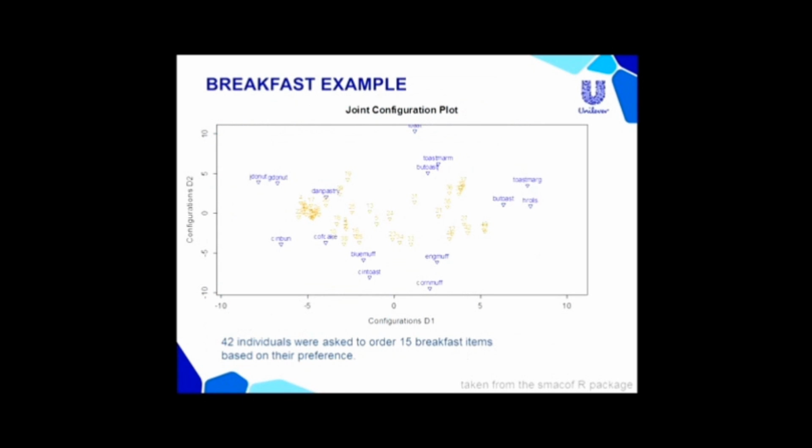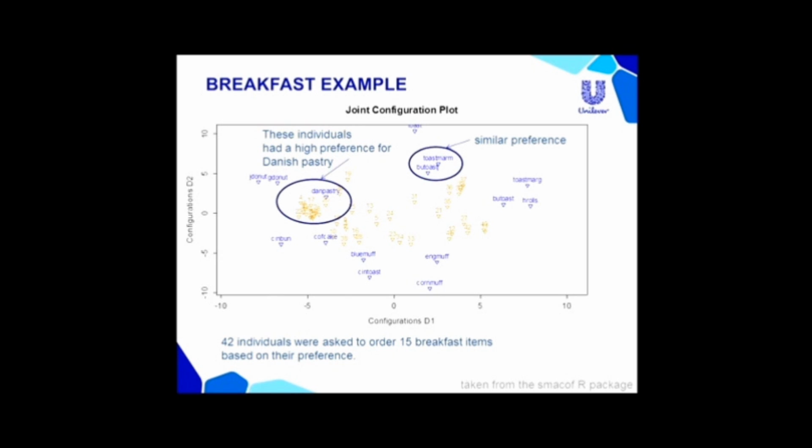This is an example taken from an R package called SMACOF, which has this data set in. This has had an unfolding occur. Here, I think that's toast with marmalade. People were asked to order breakfast items based on their preference, 42 people. So toast with marmalade and buttered toast are very similar. Because they're close on the map, their preference scores across all the panelists are very similar, indicating where they're being ordered. You might look at the panelists. There's a big group of panelists here, all around Danish pastries, so they've all got a high preference. Danish pastry would be their highest preference.